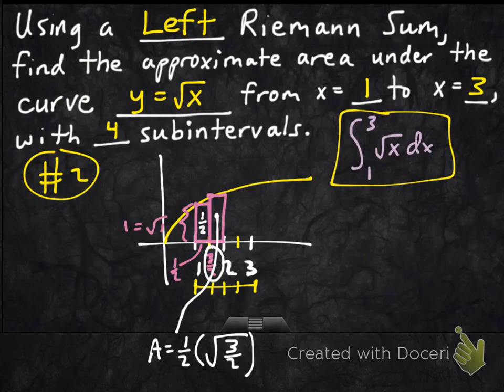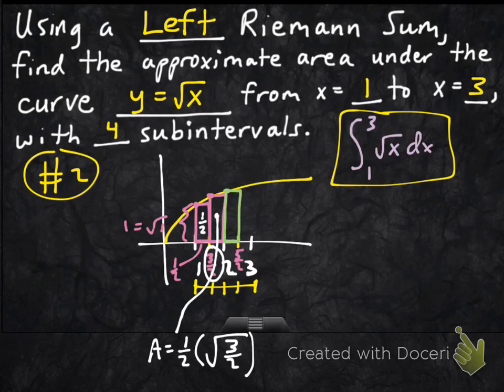Now we're going to build our third rectangle. See if I can get a different color here. How about this color? Our third rectangle is the subinterval that goes from 2 to 2.5, and 2.5 is 5/2. And again, our subinterval goes from 2 to 5/2, and then up from the left-hand side of that subinterval, up to the curve, and then we finish our rectangle.